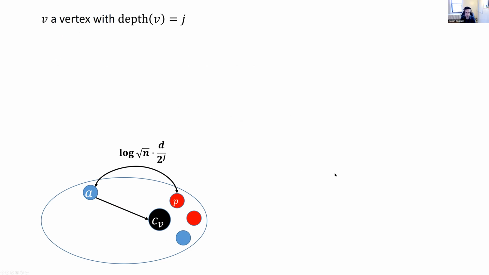So what is the bad event? The bad event is that the distance from A to c_V, we would like it to be d over 2 to the j, but suppose it's larger than it should be. For example, suppose that it's a log root n factor larger. This is like 1/2 log n. Well, for this to happen, there must have been some point P which was also at distance log root n times d over 2 to the j, because if the center of mass is that far, then there must be some point that actually was that far as well. So there's some point P which is a log root n factor larger than it should have been, and it collided with A.